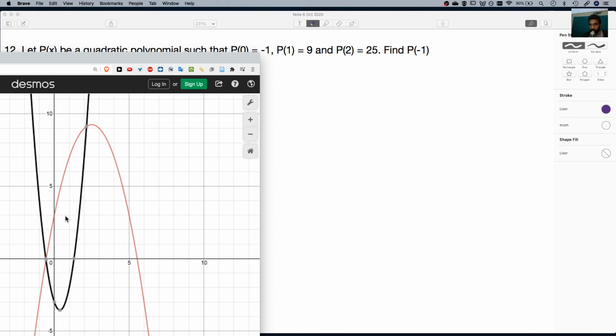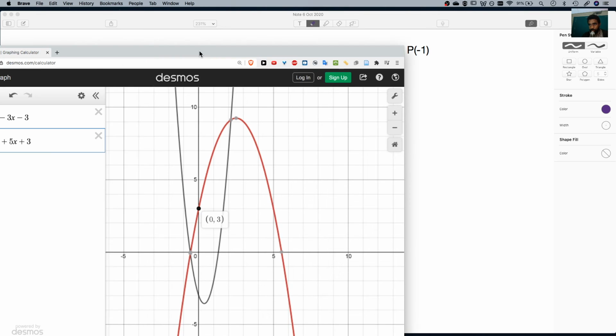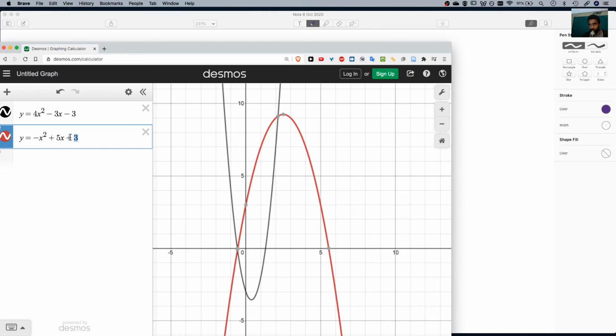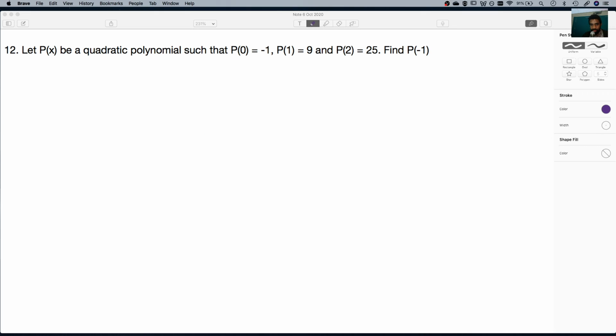Okay, so based on what you just saw, here we see that this thing intersects at 0 comma 3. You should know exactly what I just typed. What did I just type? I typed plus 3. So the final term here gives you the y-intercept. Okay, so 0, 3 tells you that this is plus 3. Now that that is covered, let's get back to this.